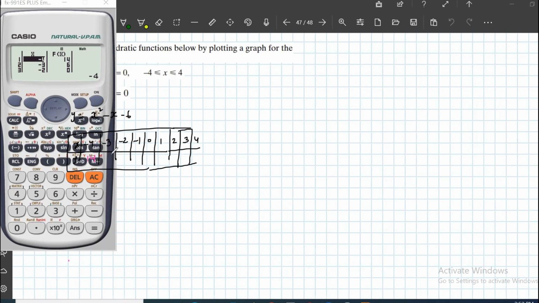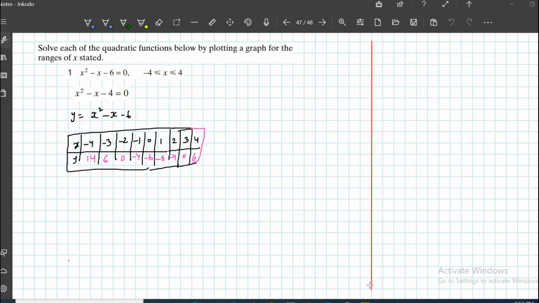At minus 3 it is 6. At minus 2, 0. We can go down to check the rest. At 2 it's minus 4, at 3 minus 4 as well, at 3 0 and at 4 6. After this we will plot these values straight away on the graph paper. Remember that we need positive 14 along the y-axis and negative 6 along the y-axis. So keep more space up.